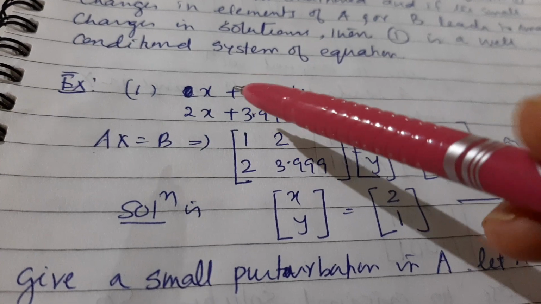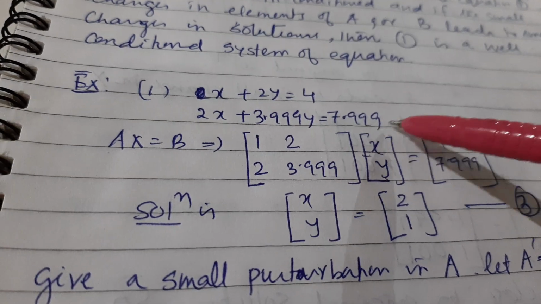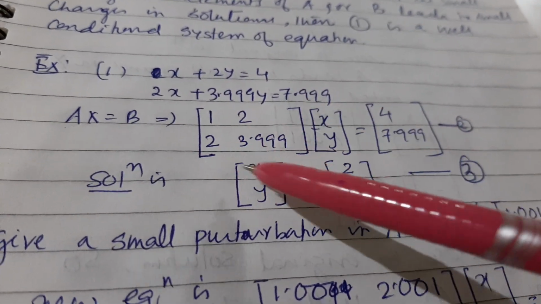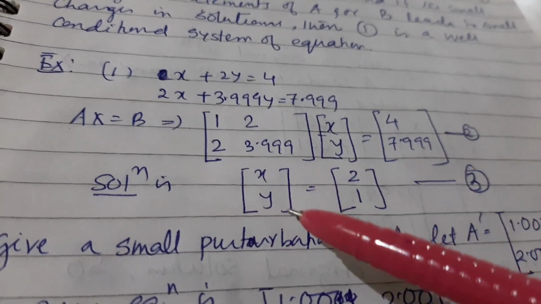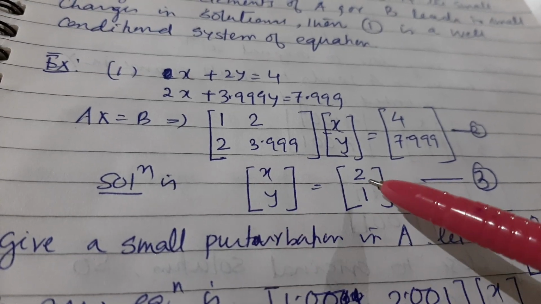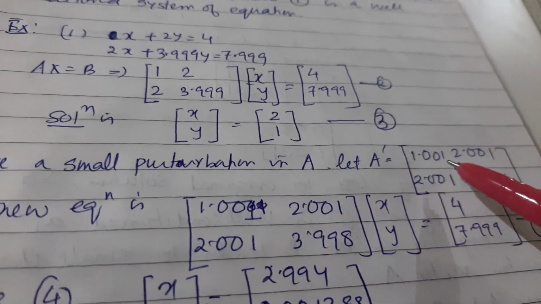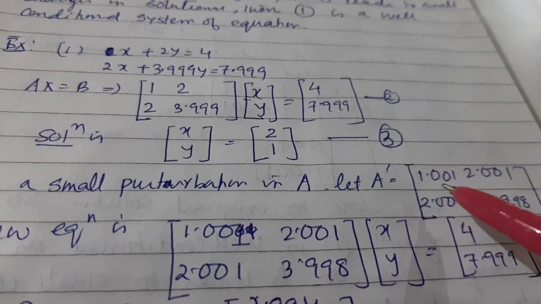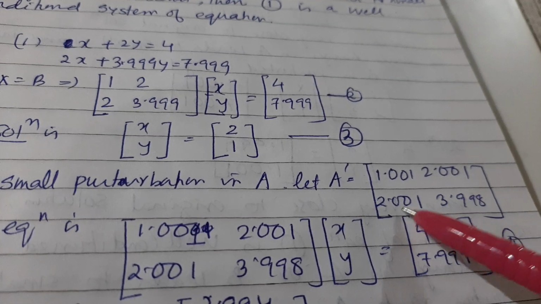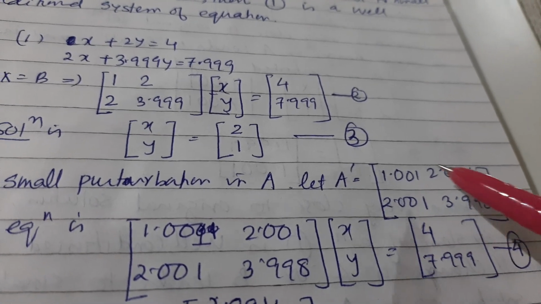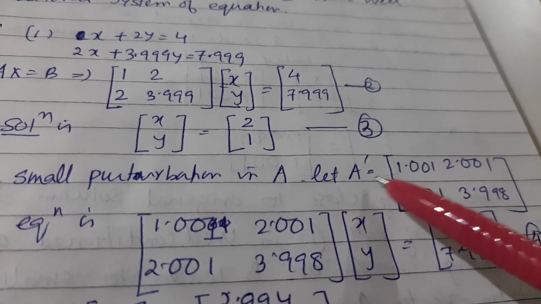Okay. Now, I am going to give you an example. The system is x + 2y = 4, 2x + 3.999y = 7.999. In matrix format, this is your A, the solution vector (x, y), and this is your b. If I solve this equation, you get x = 2, y = 1. Now, give a small perturbation in A. Let A' be the new A, with values 1.001, 2.001, 2.001, 3.998. So we have given very small changes in A, which becomes A'.